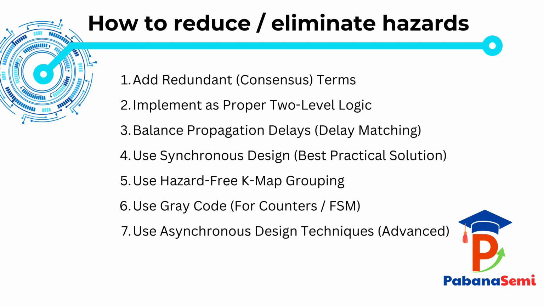Third, we can balance propagation delays, also called delay matching. If reconvergent paths have similar delays, the chances of glitches reduce significantly. Fourth, and this is the most practical solution, use synchronous design. By registering outputs with flip-flops, glitches are not captured since the system samples only at clock edges. Fifth, use hazard-free K-map grouping. When simplifying expressions, ensure adjacent ones or zeros are covered by common implicants to avoid static hazards.